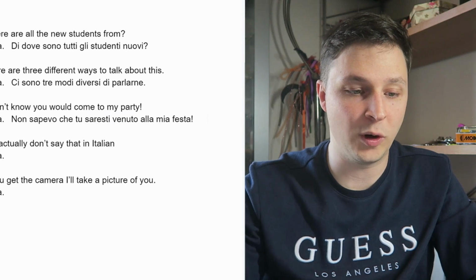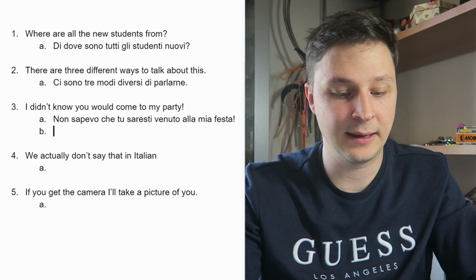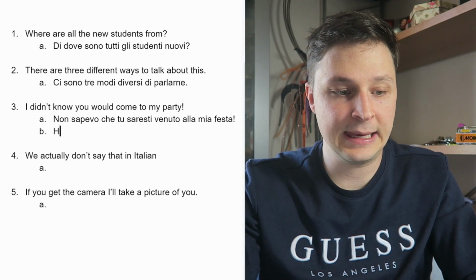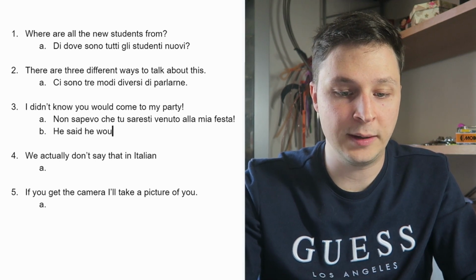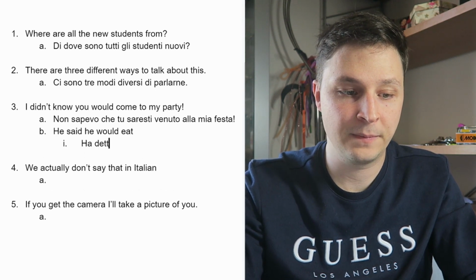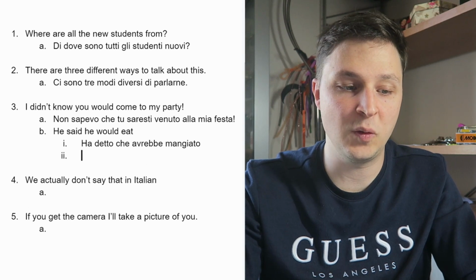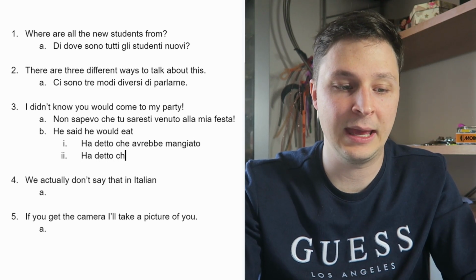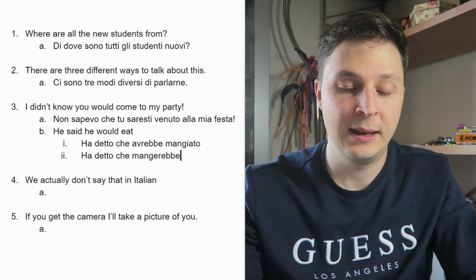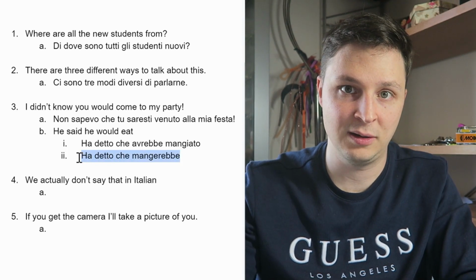So just to make one more example of this, if I say like, he said he would eat, in Italian that would be ha detto che avrebbe mangiato. So you do not want to say ha detto che mangerebbe. So notice, this is the English construction.